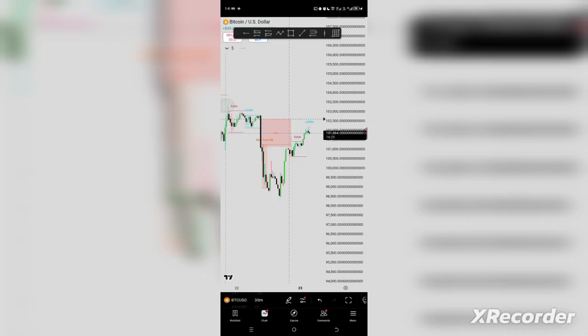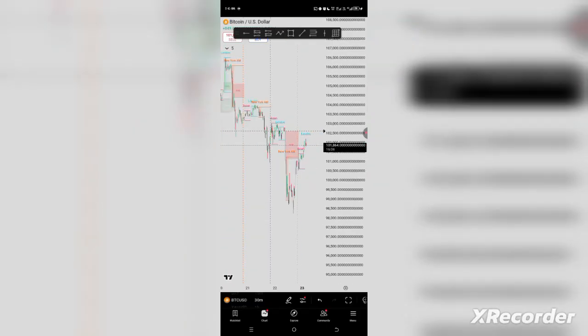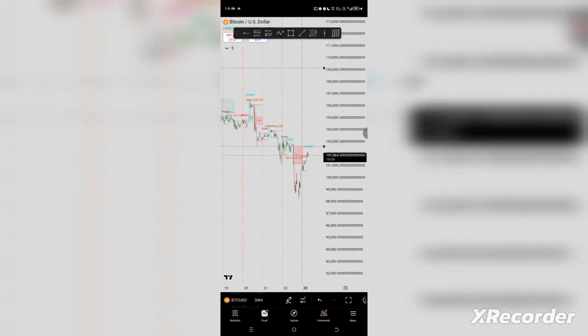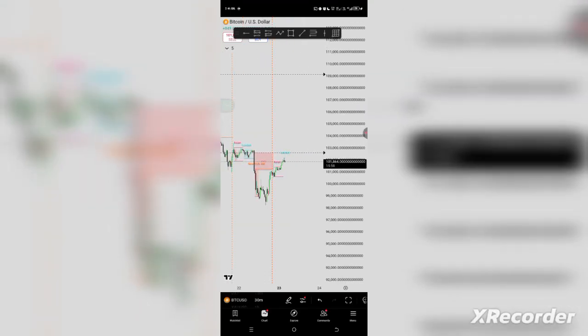Well, let me start from BTCUSD. I trade the 30-minute time frame. My main strategy is supply and demand. What I firstly do when I come to the market is check out the market. The market is giving us lower lows, lower highs, so I know that the market is actually on a downtrend.